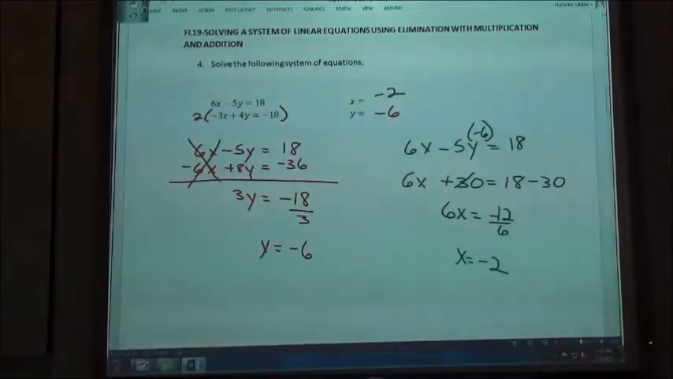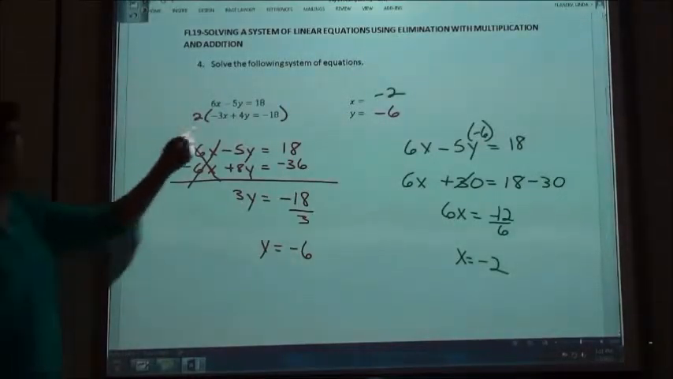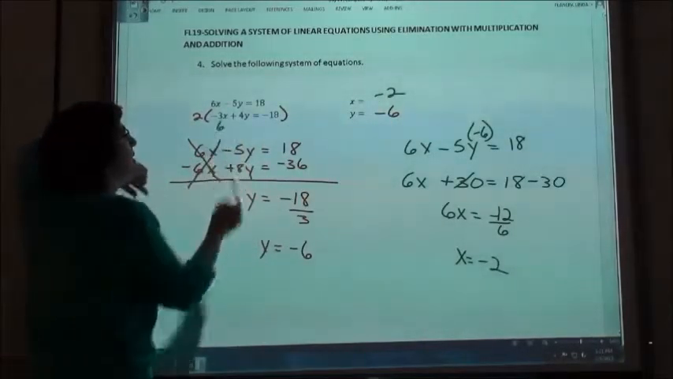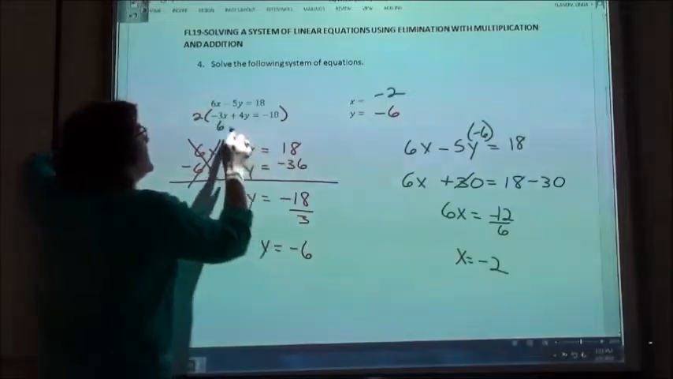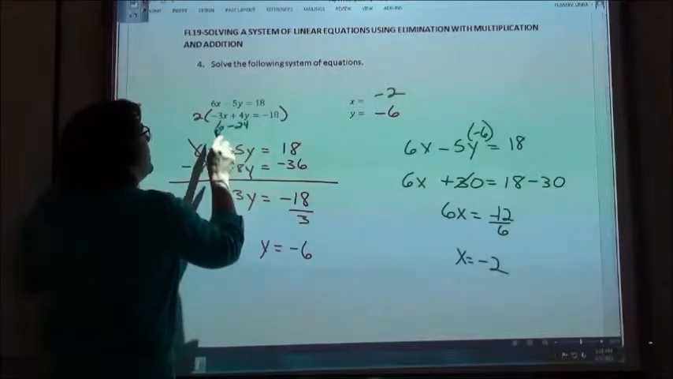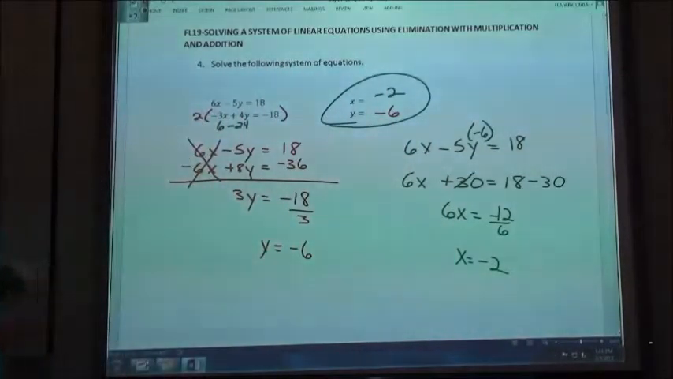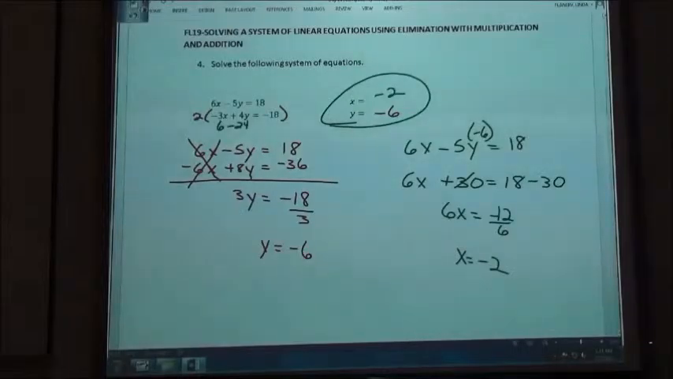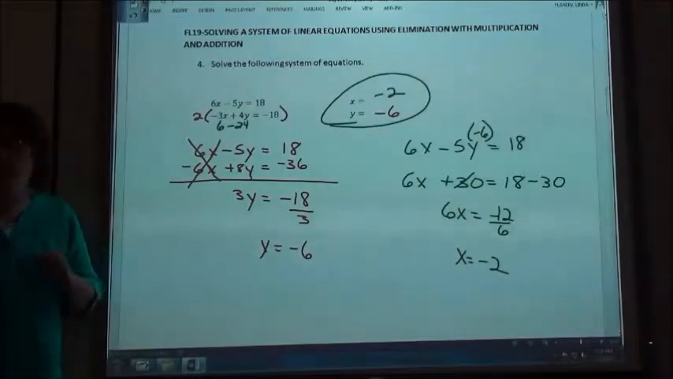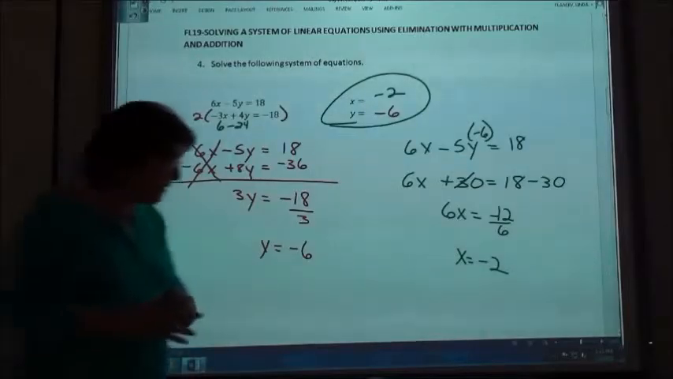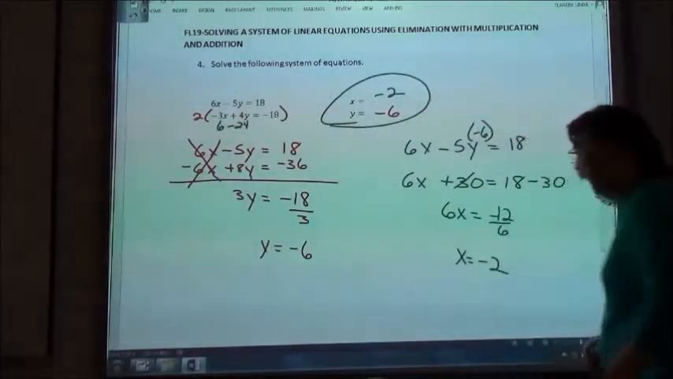And again, if I wanted to double check and make sure my answer was right, I'd check it in my other equation. Negative 3 times negative 2 would be 6. 4 times negative 6 is a negative 24. 6 minus 24 is negative 18. Yep, it checks. So those are my answers. So in this one, we only had to multiply one equation times something to make opposites. Sometimes you have to do both.